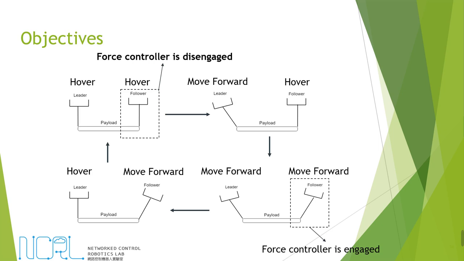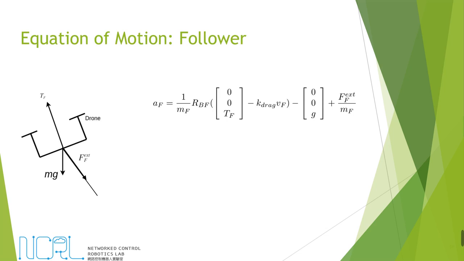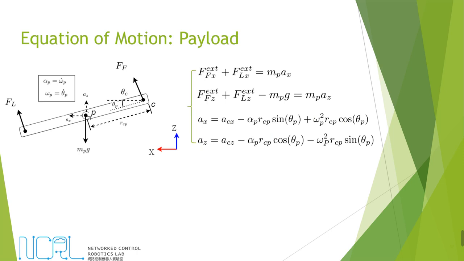So to do that, we need to do the modeling. Here's the model equation of motion for the follower. This is the total thrust of the UAV propellers, this is the gravity, and this is the force from the cable tension. So using this model and the model of the payload, because the payload can deliver the signal from the leader to the follower, the model for the payload is very important.